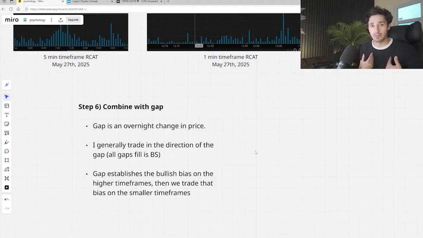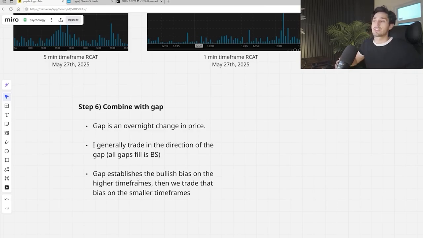I trade gaps for a living. I trade the continuation of gaps, meaning if it gaps up, there's an overnight change in price to the upside, I usually go in the direction of that. I go long during the intraday. Or if it gaps down, overnight change in price to the downside, I usually go in the direction and I'll look to go short. 85% of my setups are that. So that is bullshit, that all gaps fill. It's not true, it's a myth. And this is what I do.